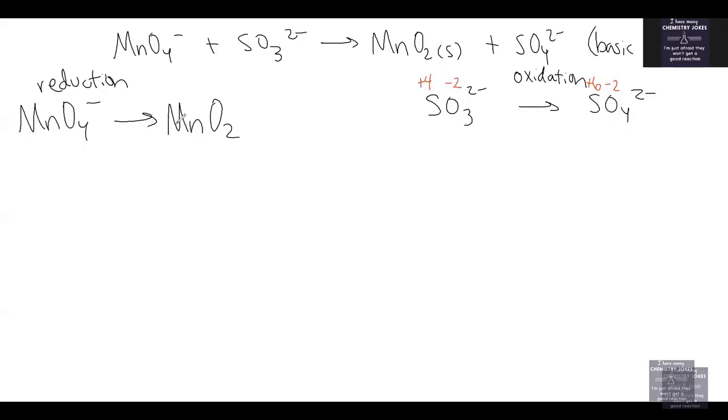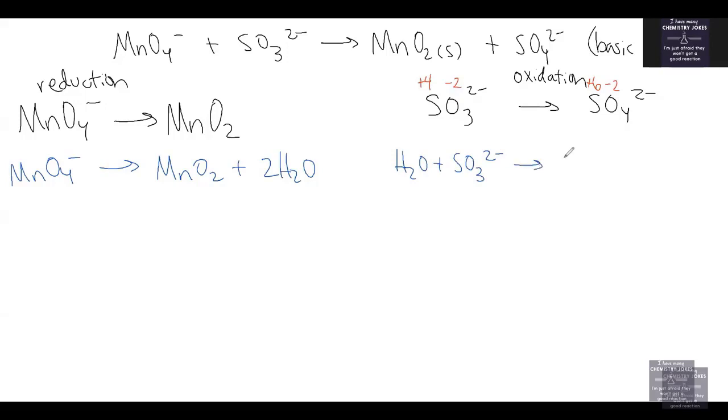Okay, balance atoms other than oxygen and hydrogen. One manganese, done. One sulfur, done. Balance the oxygen by adding water. MnO4- yields MnO2 plus 2H2O. Oxygen is balanced. Water plus SO3 2- yields SO4 2-.